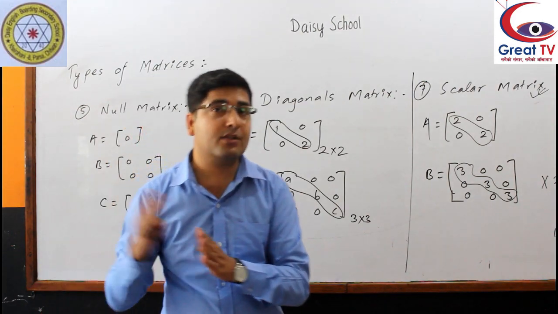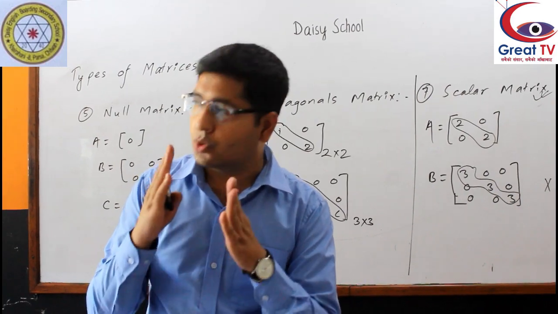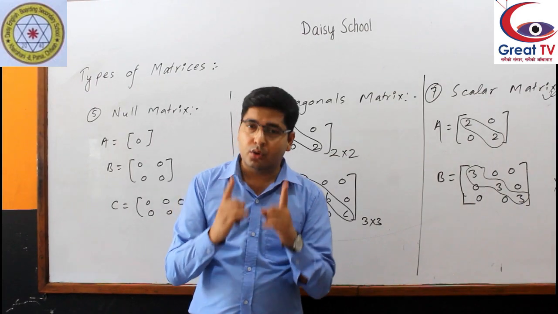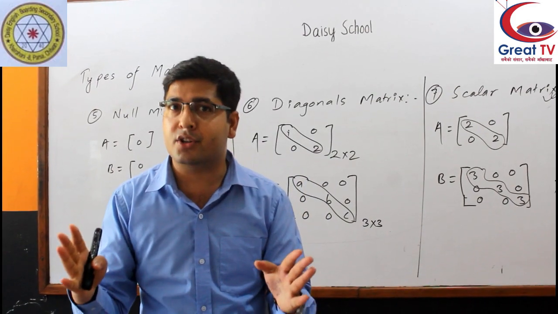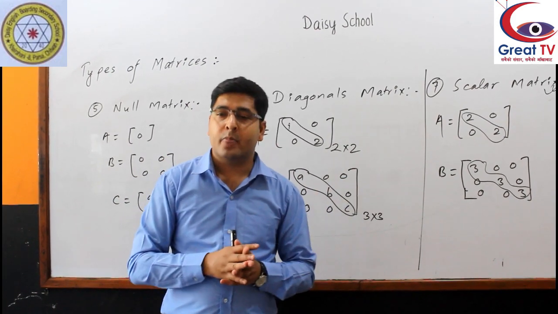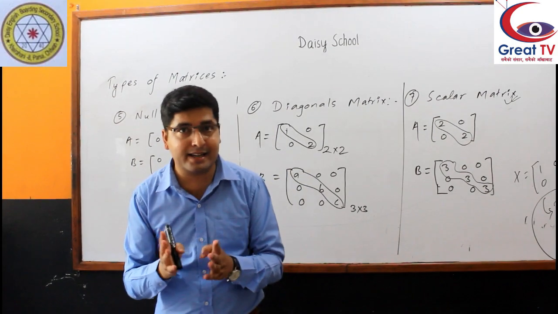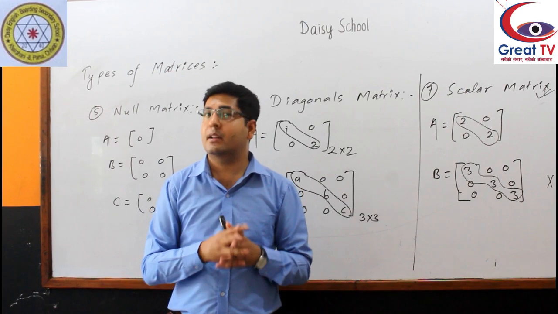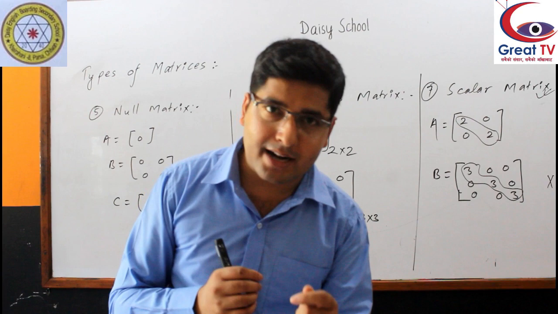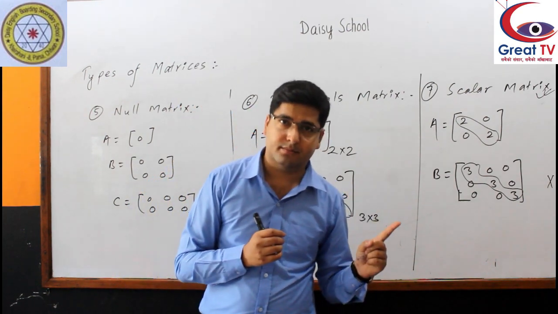Square matrix, rectangular matrix. Then next, diagonal matrix: a square matrix whose entries are all 0 except the leading diagonal. Then next, scalar matrix: a diagonal matrix is known as scalar matrix if its leading diagonal elements are the same. Then last one, unit matrix: a diagonal matrix whose leading diagonal elements are 1.